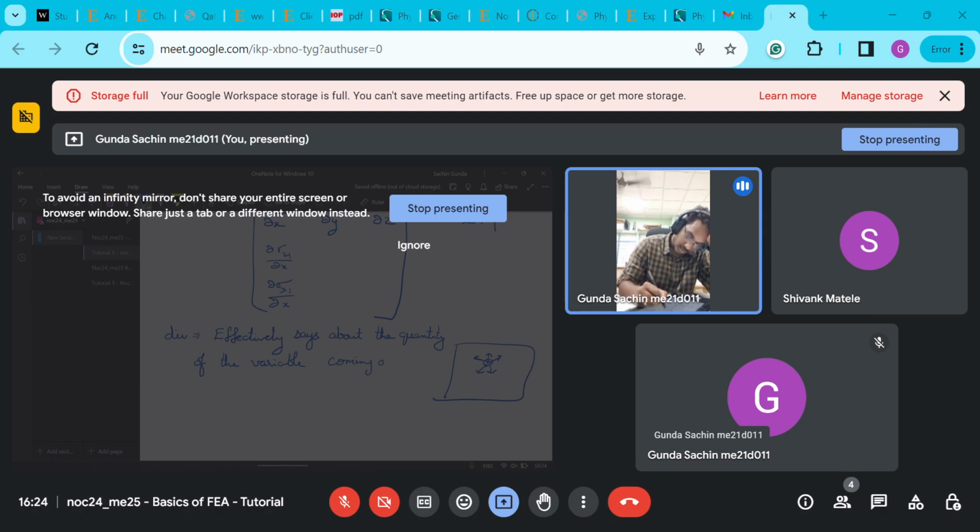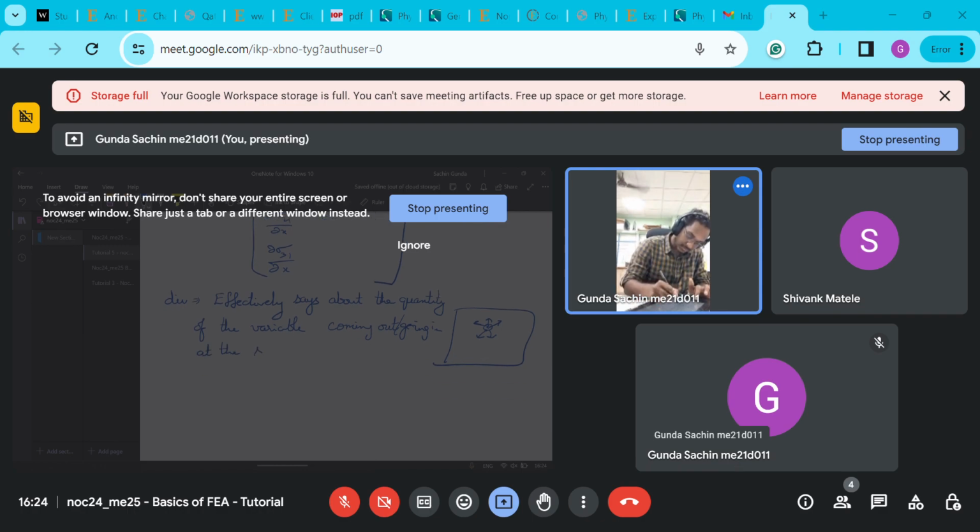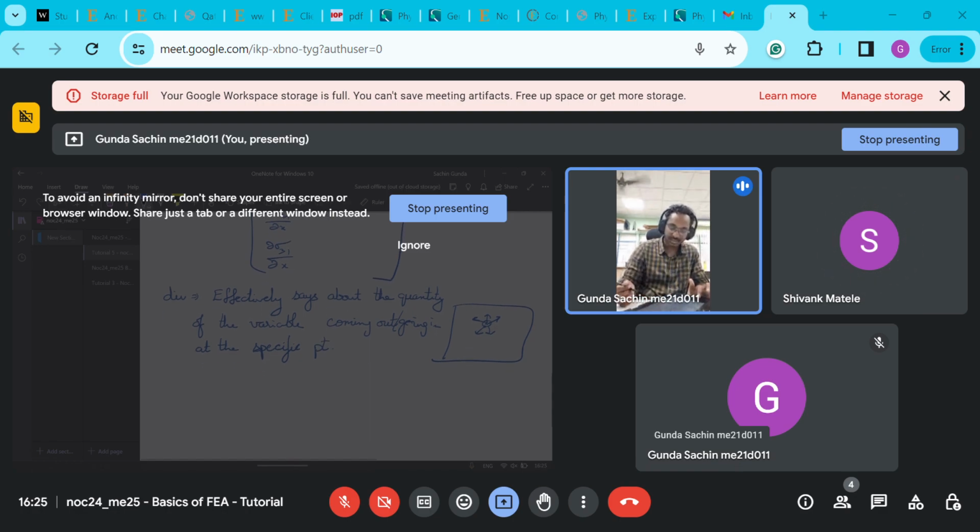It's like coming out or going into that specific point. It's not a very official definition. It's better if you look at some book for better wording and better clarity. But this sense is this one when you say divergence.